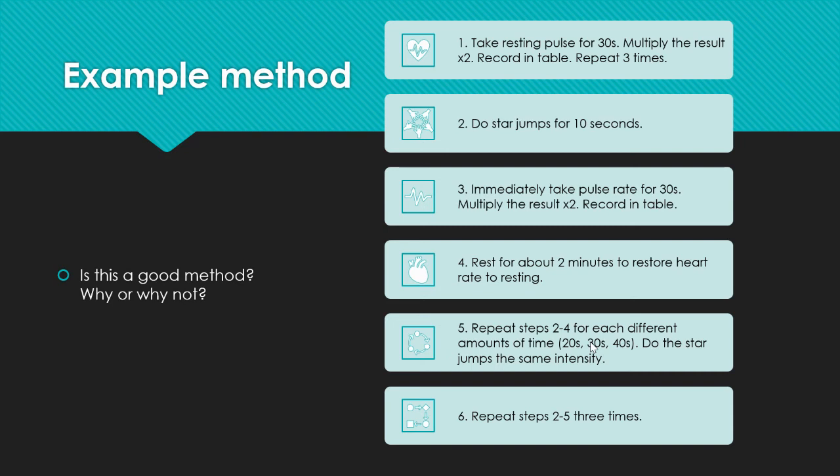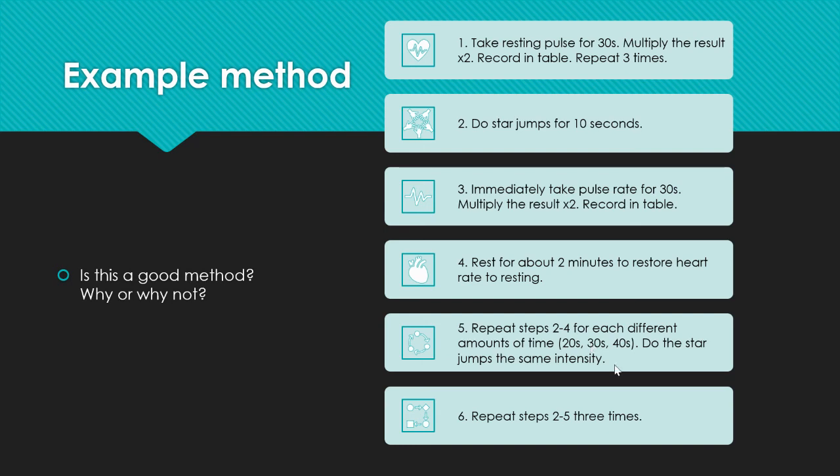So there are different things we can test when we're thinking about exercise. We can test how long they do it, which is the duration, the amounts of time. We can also change the intensity. We could do the star jumps faster. We could do different types of exercise. So we could have someone walking and then jogging and then sprinting. So just think about how you're going to change your independent variable and just exactly what it is. Is it duration? Is it intensity? Is it type of exercise? What is it that's actually being changed?